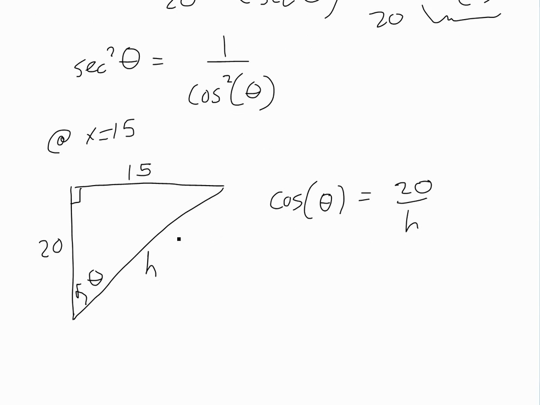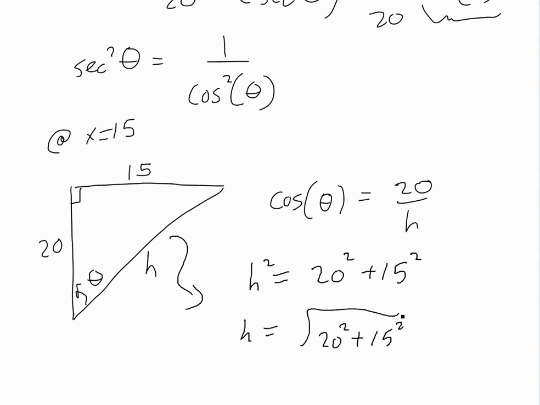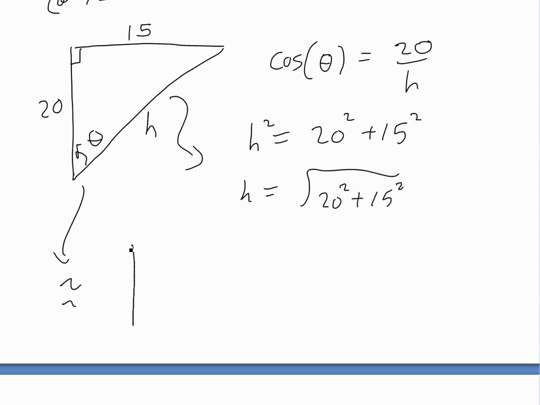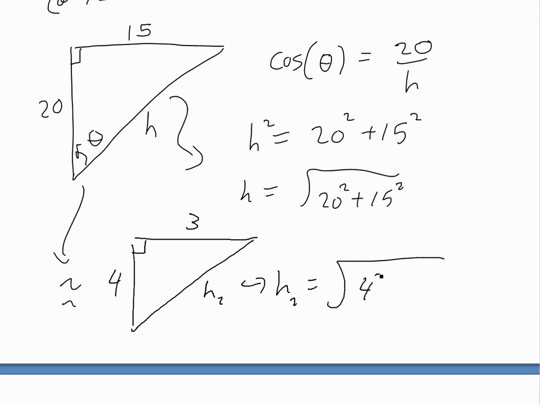You could also use similar triangles. We know that h squared is equal to 20 squared plus 15 squared. But with similar triangles, if we divide all of this by 5, we get the exact same thing, because all we're doing is looking for ratios. Divided by 5, this is going to be a 4, and this is going to be a 3. Let's call this h2. Then h2 is equal to 4 squared plus 3 squared, which is 16 plus 9, which equals the square root of 25, and this equals 5.